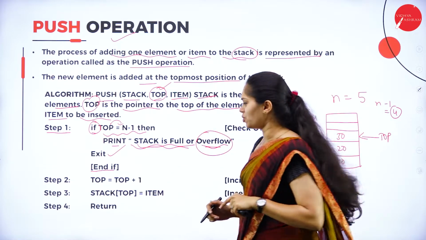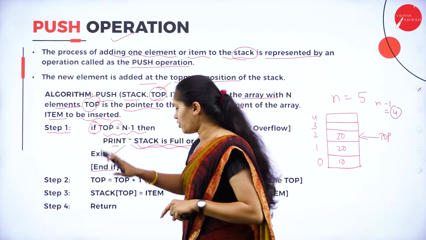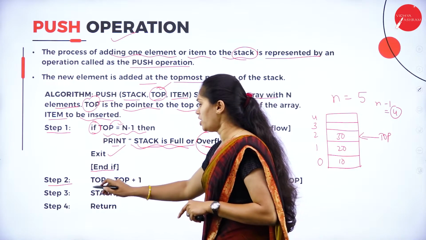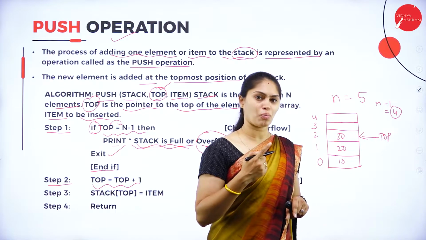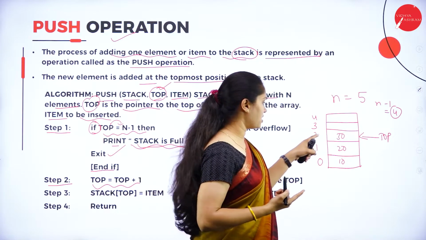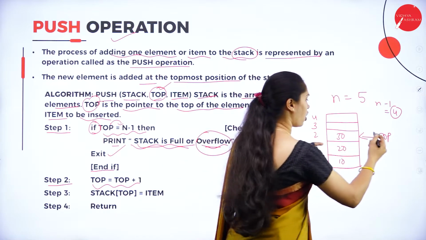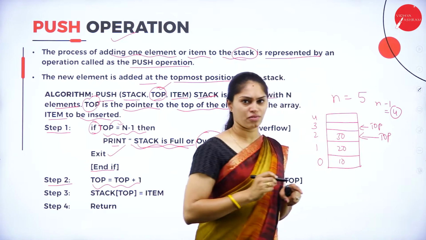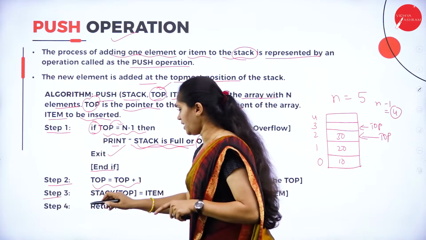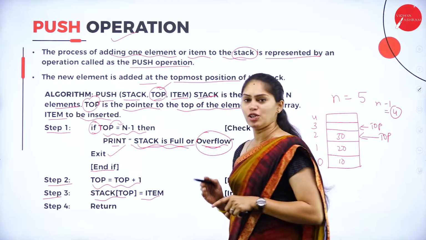Then what I can do? So if this condition becomes false, then it will come to step 2. Top is equal to top plus 1. That means I need to increment the top pointer by 1. So now it is in position 2. So now top plus 1 in the sense what? Top will come to this position. Fine. Then in step 3, stack of top is equal to item.